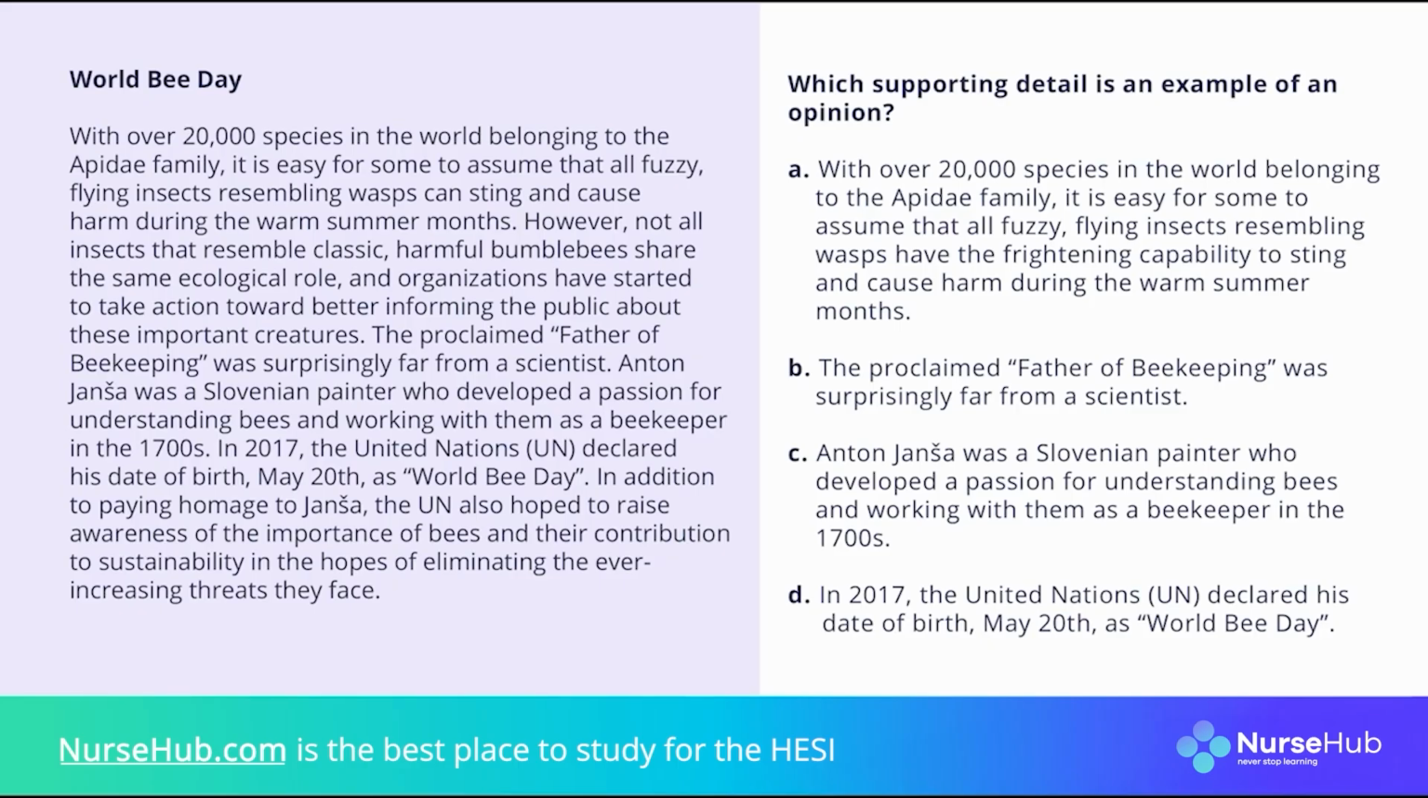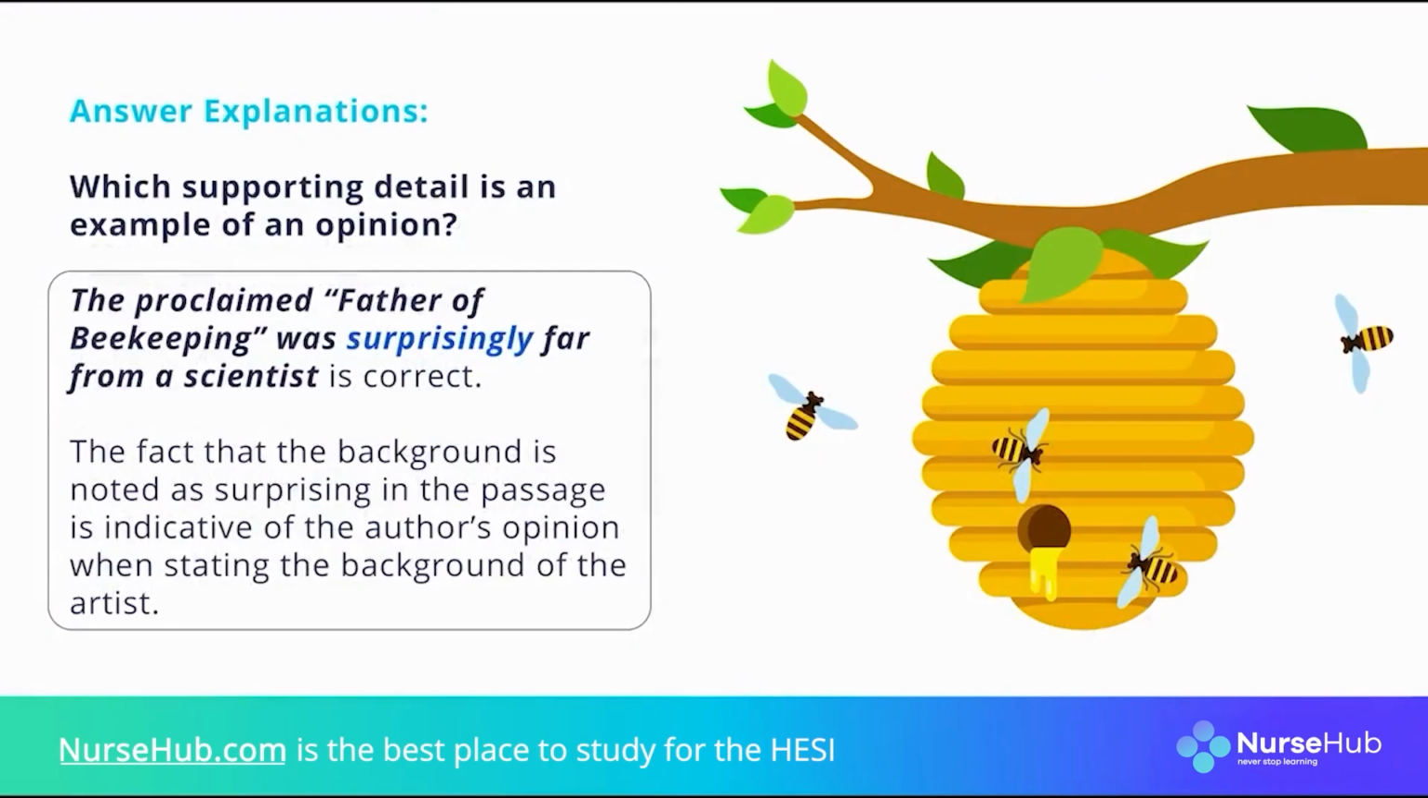Okay, so if you got the proclaimed father of beekeeping was surprisingly far from a scientist, you chose the correct answer. This is an opinion. The fact that the background is noted as surprising in the passage is indicative of the author's opinion. So this is perhaps not surprising to people. This is a word that is an adjective to describe how the author feels about this topic.